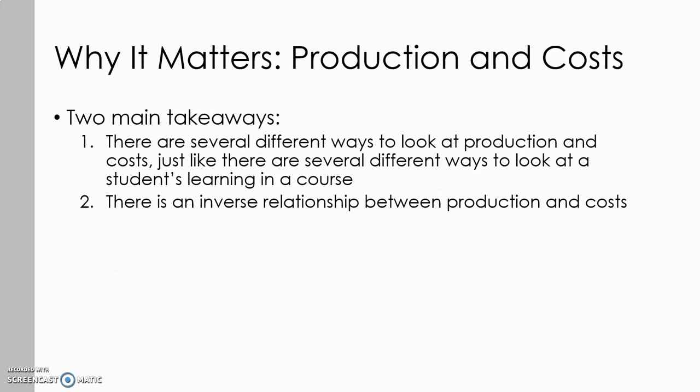There are two big takeaways. One, there are several different ways to look at production and costs. So we're going to spend some time looking at the alternative measures of cost to try to make sure we have a full understanding of how the firm makes its choices. Two, as costs rise, production is going to decrease and vice versa. You might remember this concept as related to the law of supply.